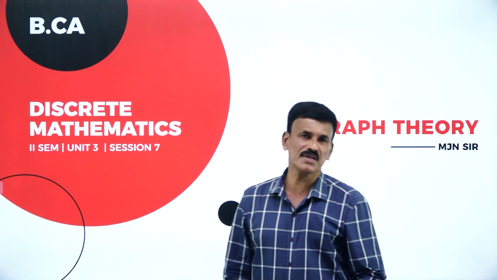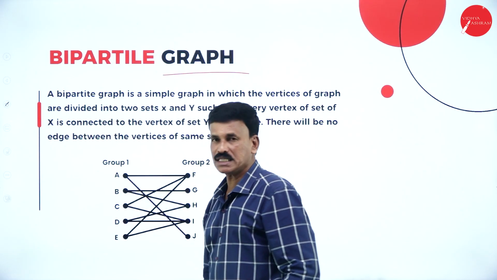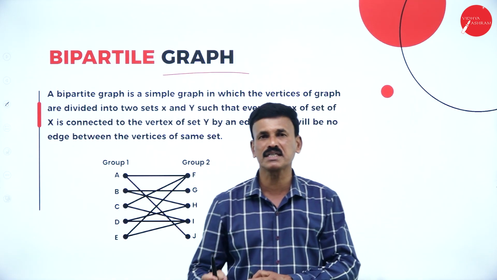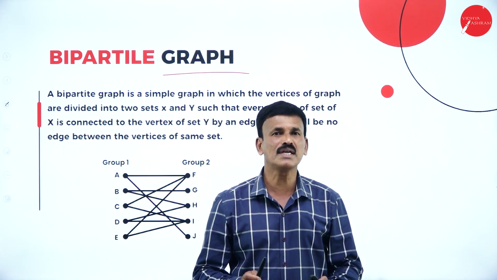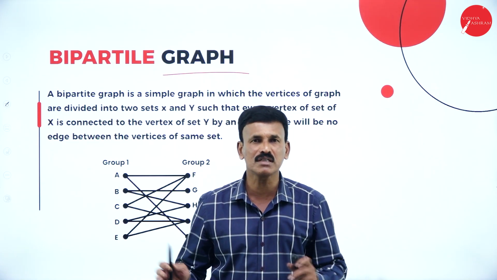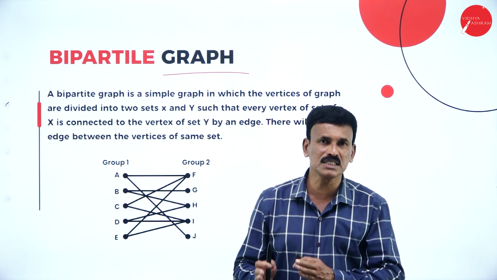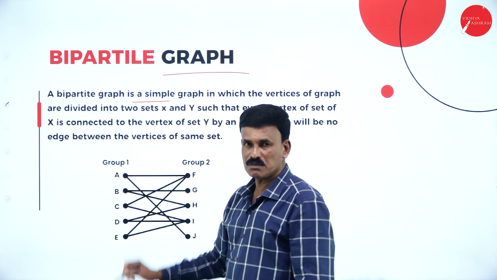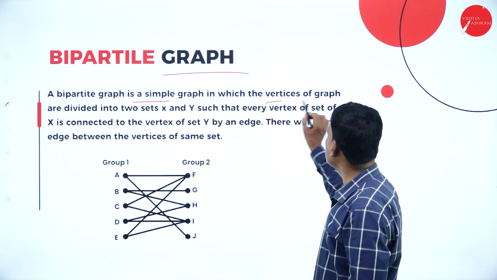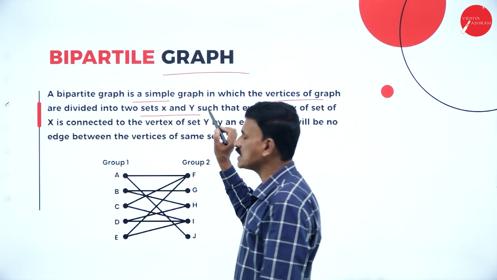Now let us come to the first concept, the bipartite graph. Bipartite: bi means two, partite means dividing. So dividing the graph into two vertex sets X and Y is called bipartite. A bipartite graph is a simple graph in which the vertices of the graph are divided into two sets, that is X and Y.